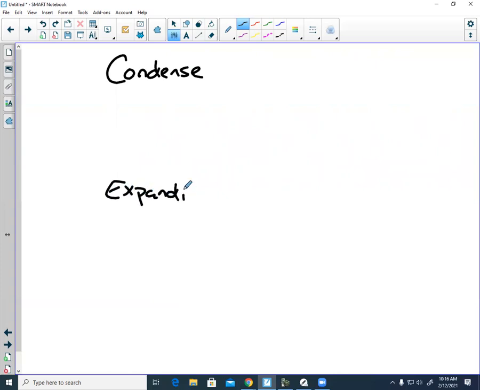These are directions that you are going to see in your homework, in your quizzes, in your tests. You're going to see things that say condense the log and expand the log. Condensing means to make smaller. So it is going to be to take a big log expression and make it smaller.